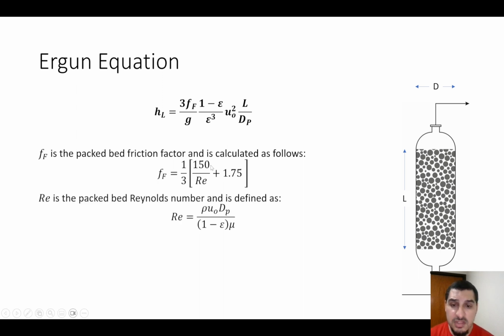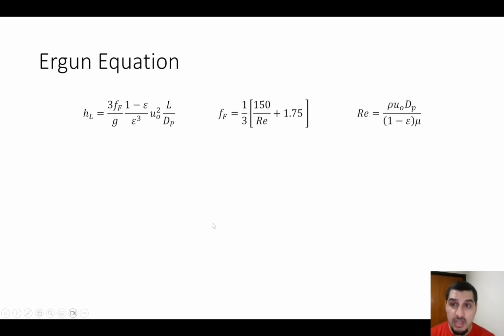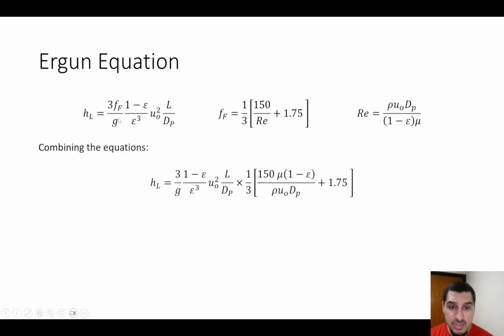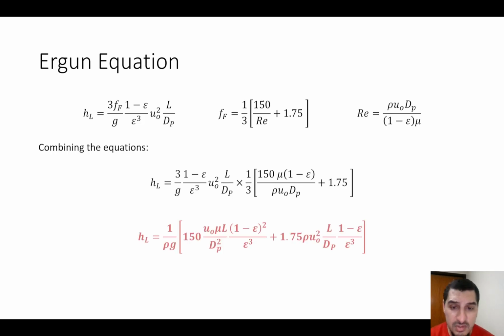Okay, and the Reynolds number in this case is defined as rho u node dP over 1 minus epsilon u. So again, this is not the regular Reynolds number we're used to using before. This is the superficial velocity, and 1 minus epsilon is related to the porosity. So these are the equations that we have. If we put everything together, plugging this Reynolds number into the friction factor, then the equation will be this nice looking, kind of long equation, but it's very straightforward. There is nothing complex here. You can just substitute directly to get the head losses if you know all the terms.